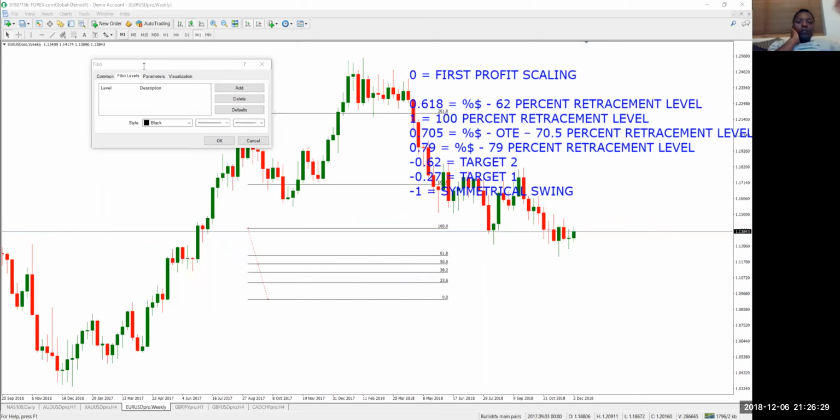Now, to enter these values on your fib levels, remember we have right-clicked the fib line, we come to the properties. You just go to add. For the first level, which is the first profit scaling, which is on top, you type your 0. Then under description, you write first profit scaling.